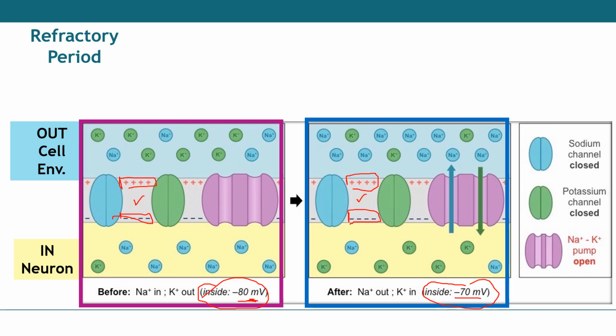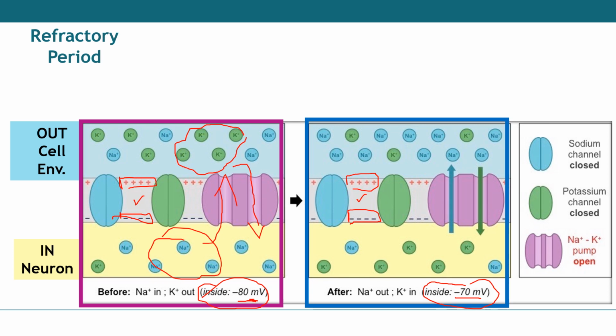So what is the major change that happened? The major change is that here, if you see, there is a lot of potassium. We needed to bring it inside again against the gradient, and the sodium that is inside needs to go outside. Yeah, and this is the normal distribution that we had in the beginning.